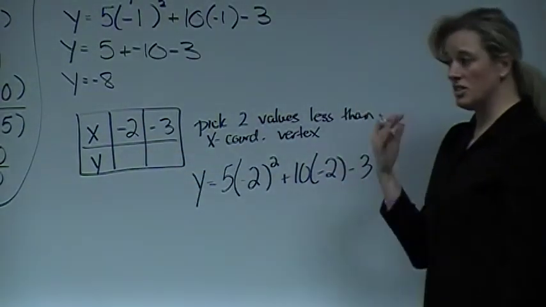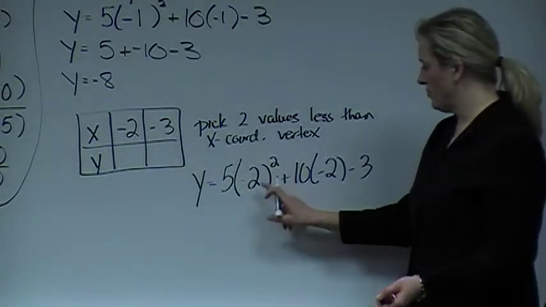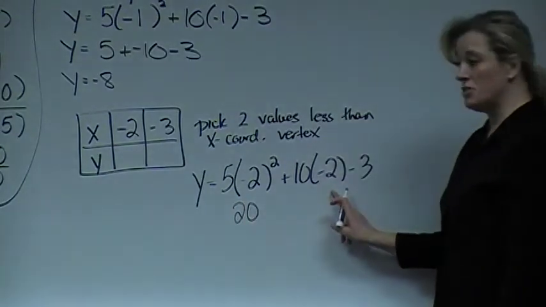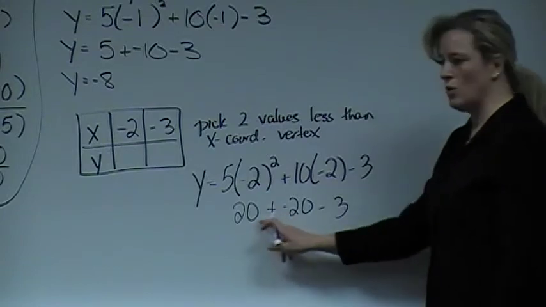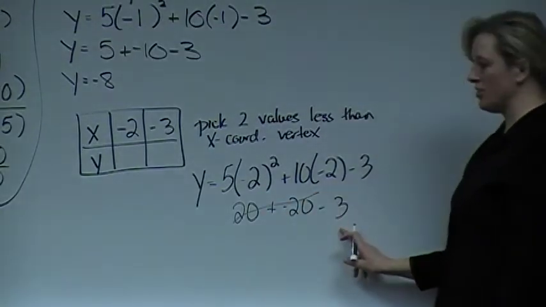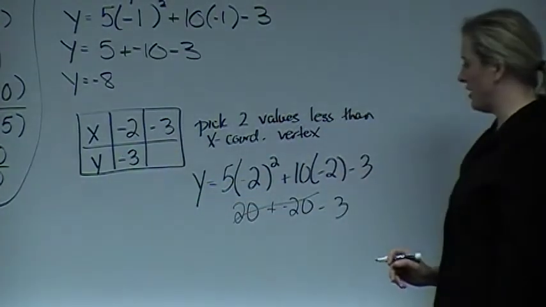I'm going to do this, you just listen and help me out a little bit. -2 squared is 4. 4 times 5 is 20. 10 times -2 is -20. What happens when I add 2 opposites? They equal 0. What's my answer going to be? -3. Yep, -3. Good.